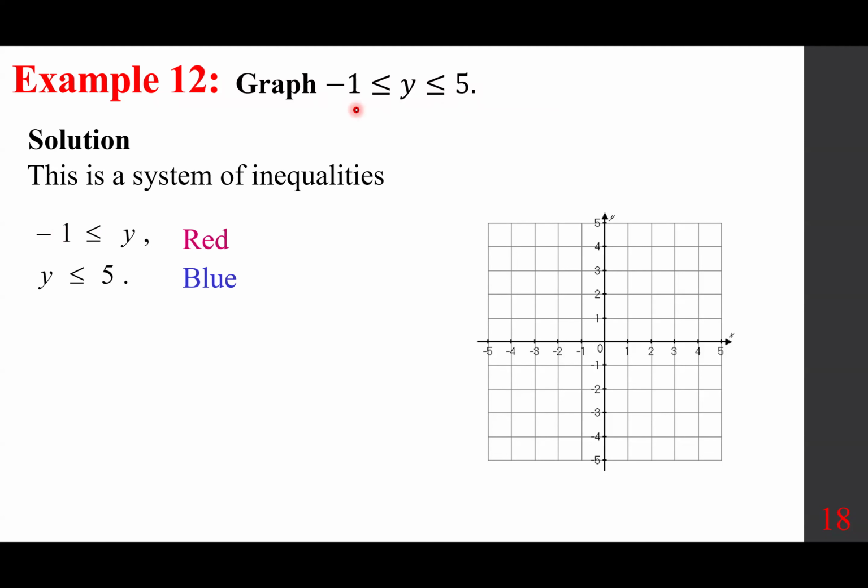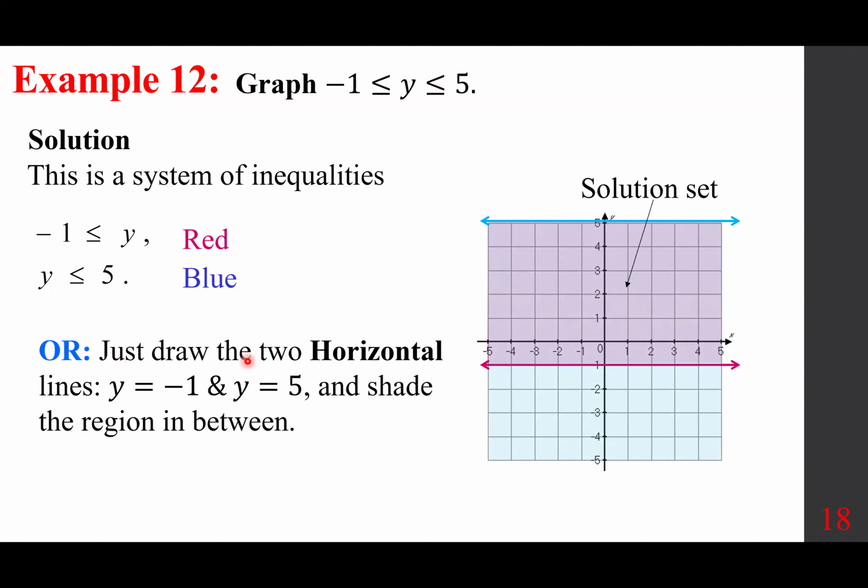So the best course of action is to draw the two lines. This is y equals -1. So above that, this is y equals 5. Let me write those. That's below that, and they come together here. So just draw the two horizontal lines, y equals -1 and y equals 5, and shade the region in between. That's the fastest and easiest way.